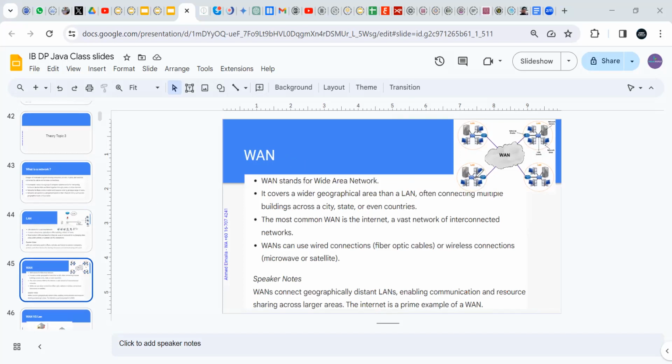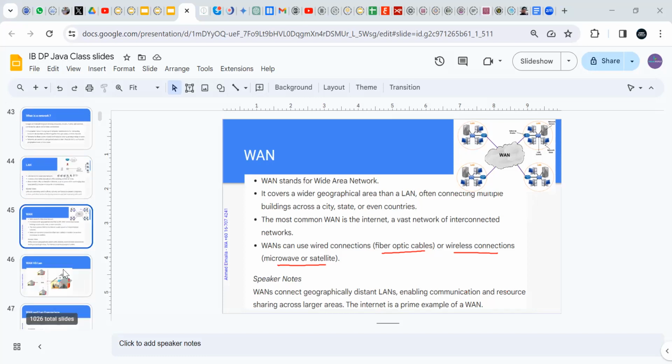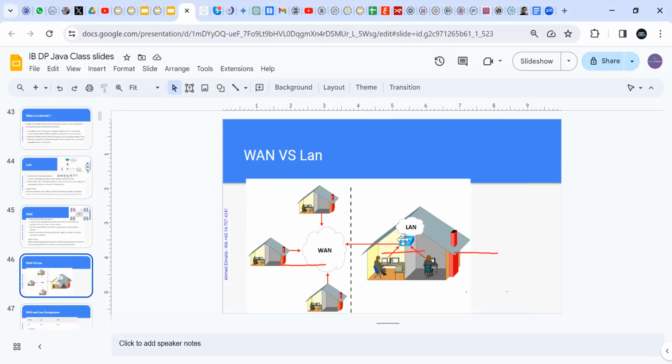For a WAN, the connecting medium can be fiber optic cables or even wireless connection, microwave, or satellite. So that is possible for the WAN. A simple example: this is a simple LAN that connects computers inside one house, and a WAN connects a lot of houses together.